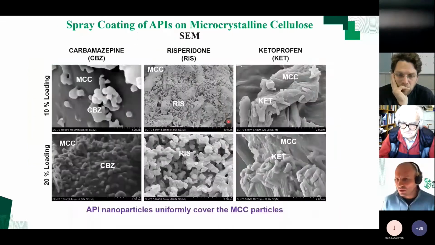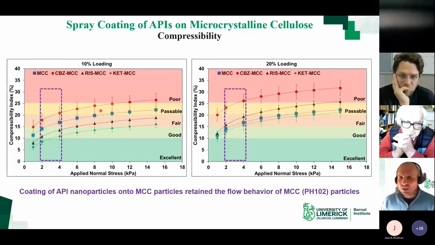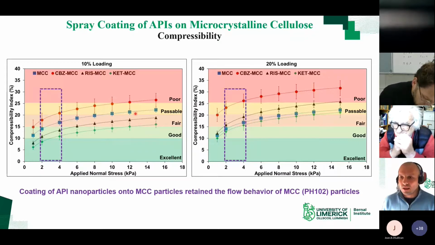Some of those results, in the interest of time, I won't show. This is just showing images of the nanoparticles coated onto excipient particles, in this case microcrystalline cellulose. Going into compressibility, we have nanoparticles which are highly compressible. This is MCC, which has good compressibility as an excipient, and this is the API coated onto MCC. All these different APIs have good compressibility. Typically nanoparticles alone cannot be compressed into a tablet, and these can.